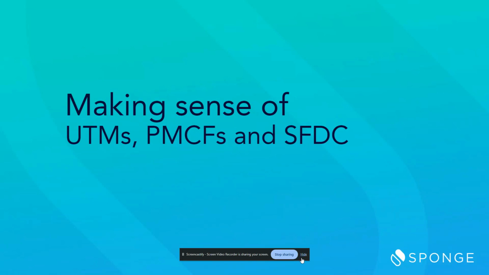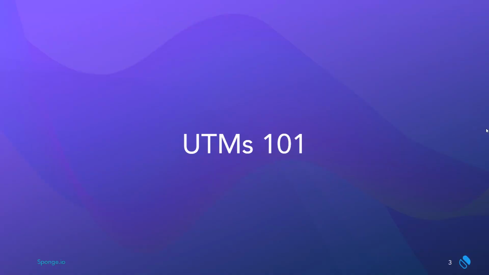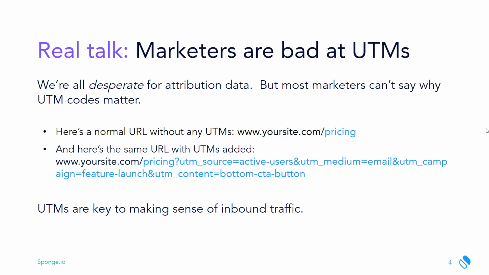Okay, so here's a presentation I recently gave at a Marketo user group on making sense of UTMs, program member custom fields, and syncing to Salesforce. Just about me, I'm a principal solutions architect at Sponge. I'm a Marketo certified expert and Salesforce advanced admin. Just to start, I want to give a little bit of context around UTMs.